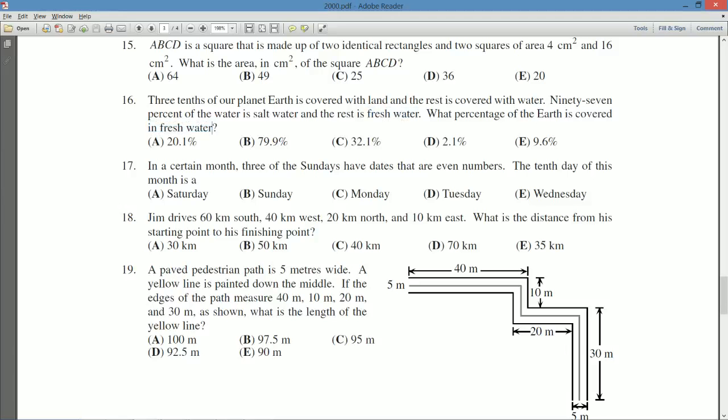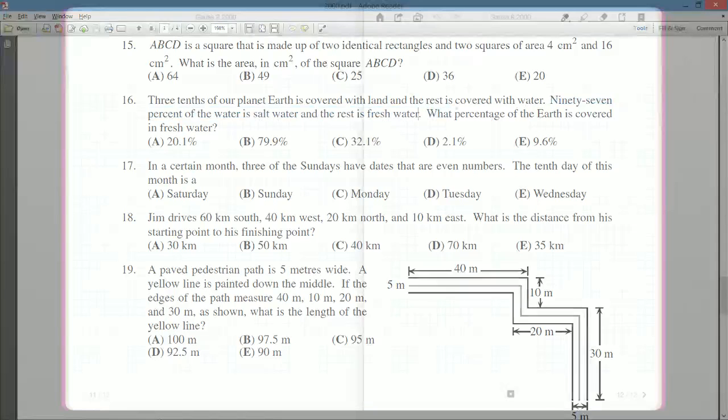Alright, so this question boils down to combining two percentages or two fractions, or a fraction and a percent. So, 3/10 is land, so we need to figure out how much of the Earth is covered by water. Then we need to figure out how many percent is fresh water, and combine those two to get ourselves a final answer.